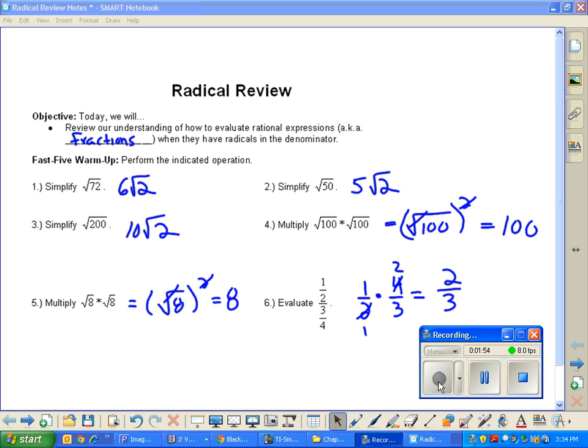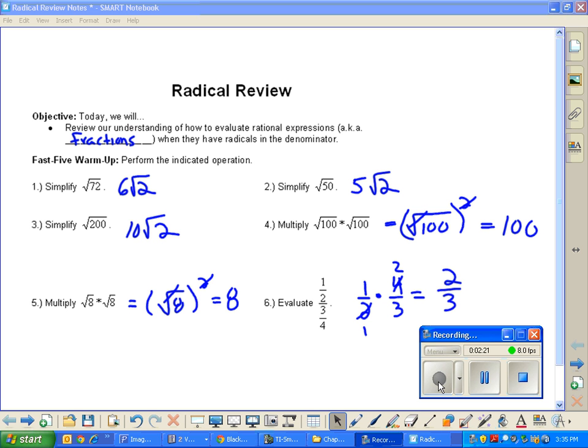That's a crazy irrational number, so we leave it as 6 root 2. Very similar for number 2, I broke it down into 25 times 2. The root of 25 is 5, and the square root of 2, again, is a crazy irrational decimal, so I leave that as 5 square roots of 2. Number 3, I broke it down into 100 times 2. The square root of 100 gives me the 10, and 10 square roots of 2 is my answer.